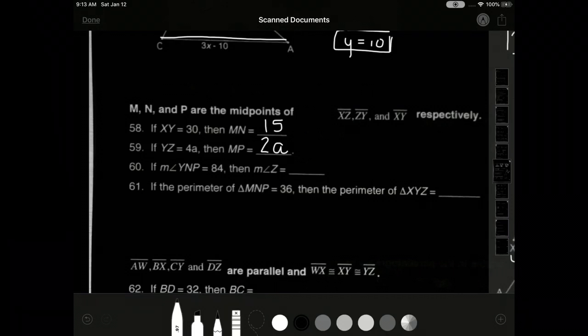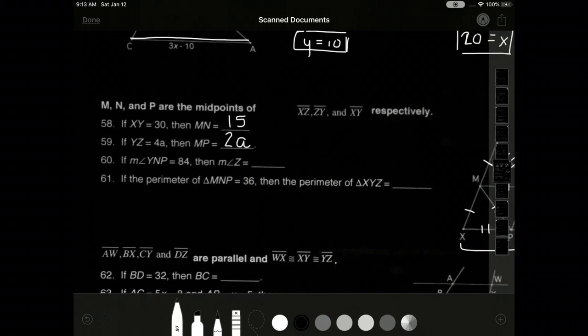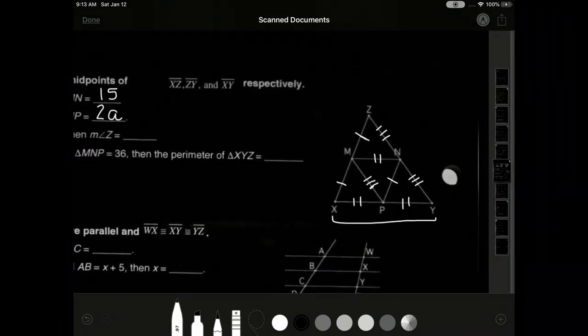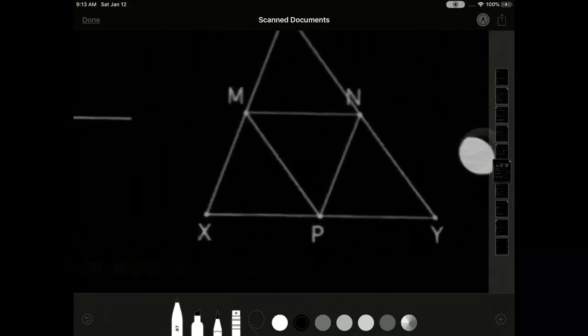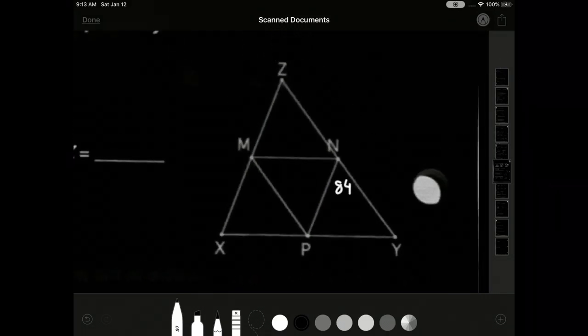Then we have, if the measure of angle YNP is 84, then what's the measure of angle Z? So YNP is 84. Let me erase my extra tick marks here so we can focus on YNP. So YNP, this angle in here, is going to be 84. We want to know what angle Z is.